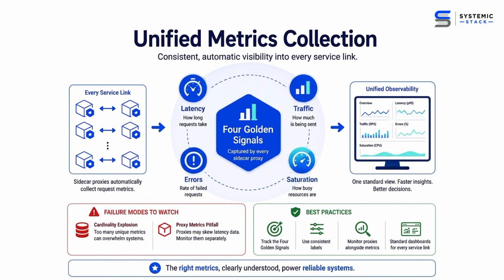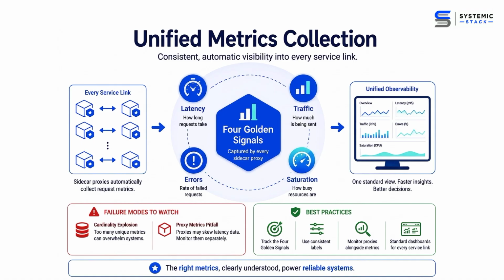Unified metrics collection is one of the most immediate benefits of a service mesh. It works by having every sidecar proxy automatically record the four golden signals: latency, traffic, errors, and saturation. What matters here is that you get a consistent bird's-eye view of your entire system's health without having to ask developers to instrument every single endpoint manually. In an interview, highlight how this solves the missing metrics problem that often plagues large microservice architectures.